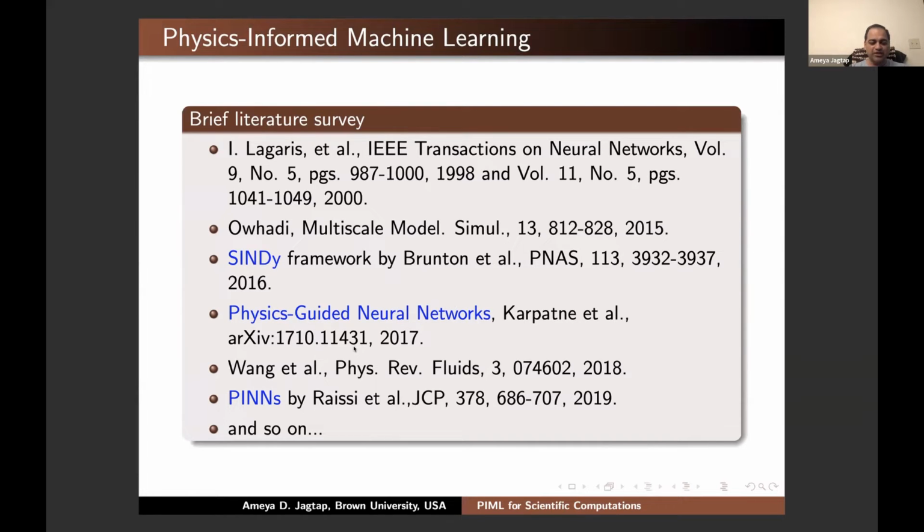And there is so much work. Recently, Raissi and others proposed the PINN framework. The list is long, so I'm focusing on PINNs here.